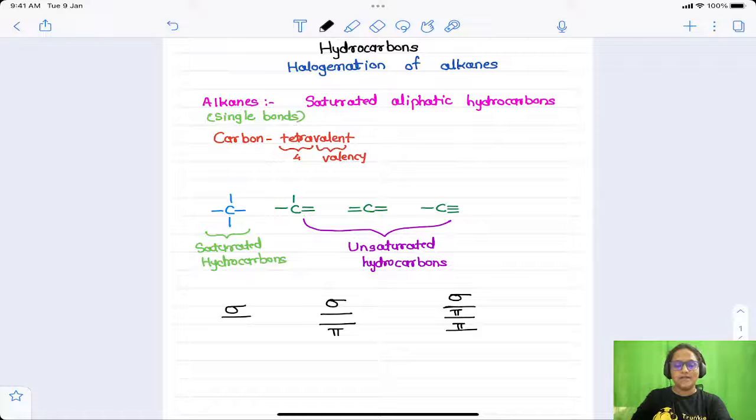Before starting halogenation, you can just take a screenshot of this page, and then I will write down the halogenation reaction. Take a screenshot of this page.